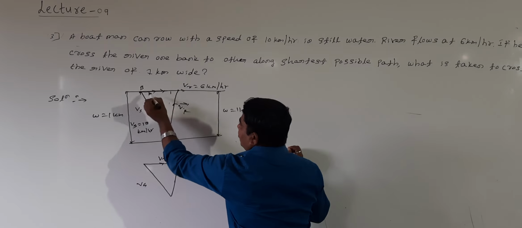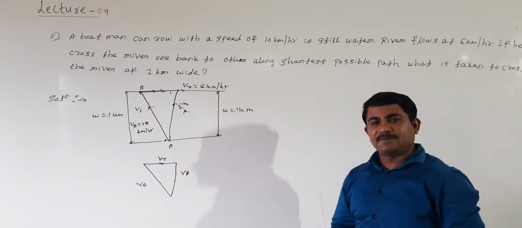In this direction, the river flows. How to take from this triangle? From this right triangle, Vs square equals resultant square plus Vr square. So the resultant equals the square root of Vs square minus Vr square. Right?